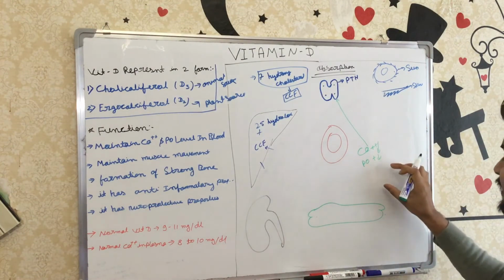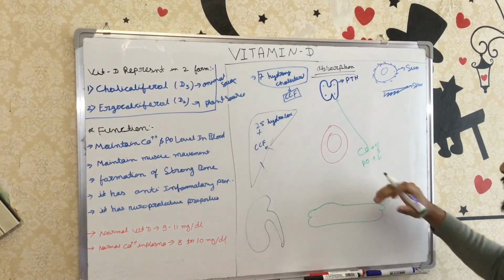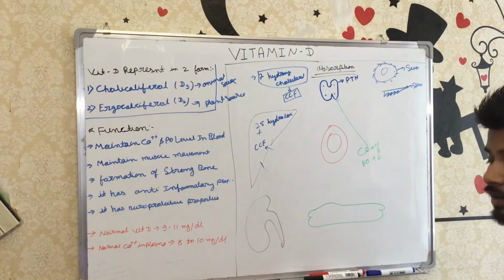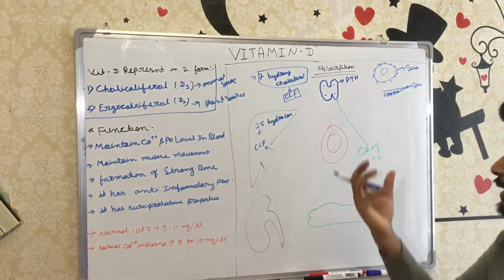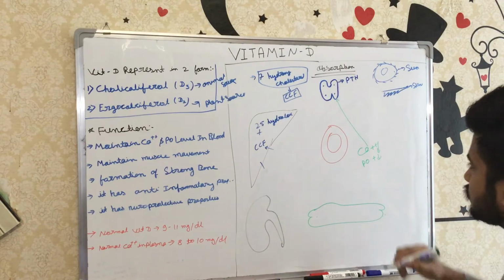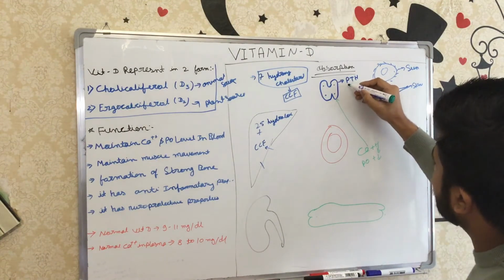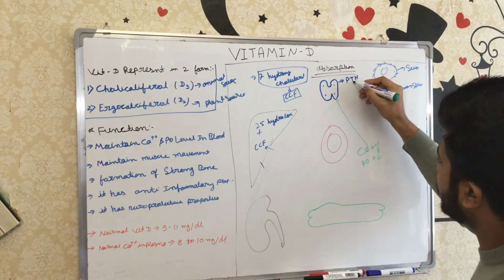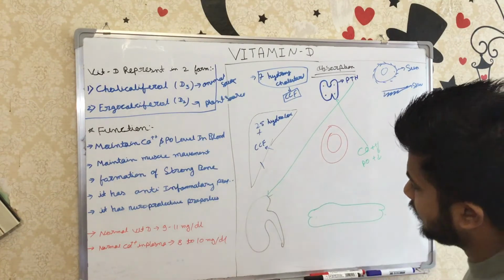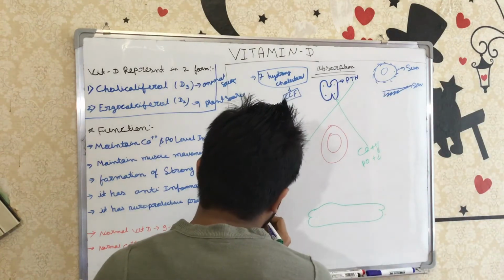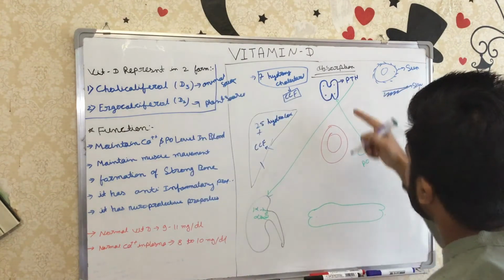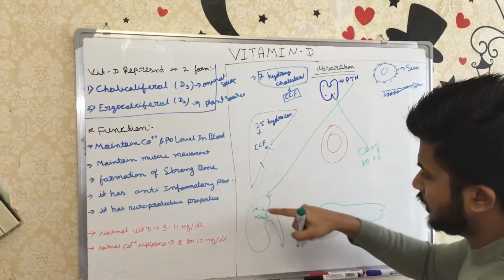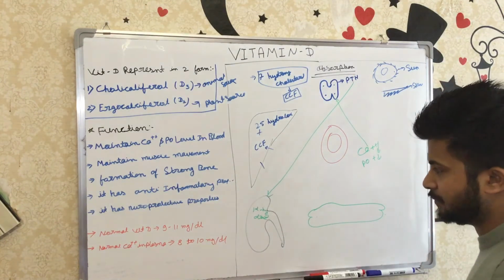So whenever calcium decreases in the plasma level, calcium will stimulate the parathyroid gland. In the parathyroid gland, the chief cell is stimulated and secretes the parathyroid hormone. Now, the main function of the parathyroid hormone: it will go to the kidney. In the kidney, there is the 1-alpha hydroxylase enzyme, a very important enzyme for the activation of vitamin D. So it will first stimulate this enzyme.